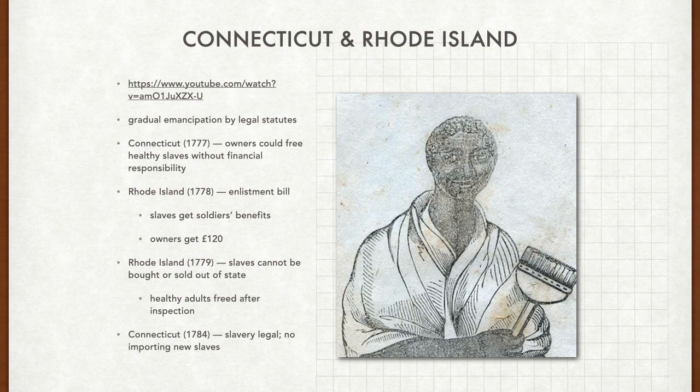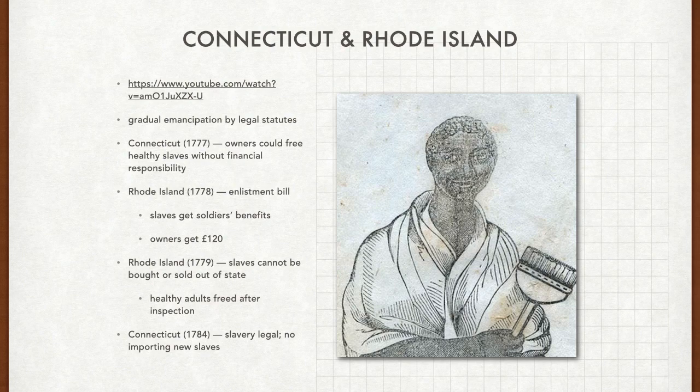This picture is an example of a slave from this particular area, right? Either Connecticut or Rhode Island. And you can see he's holding a paintbrush, so indicating some sort of trade that that particular slave took up. This encouraged owners to free their slaves in exchange for them serving as substitutes in the army.